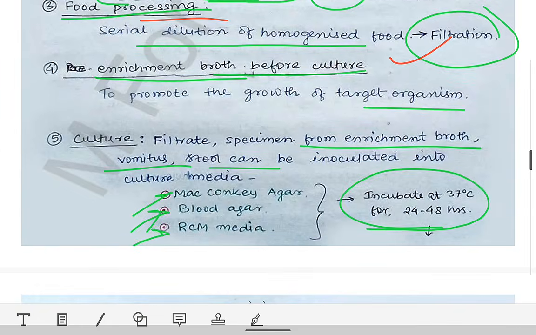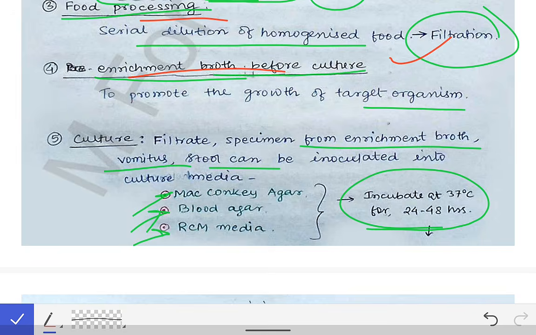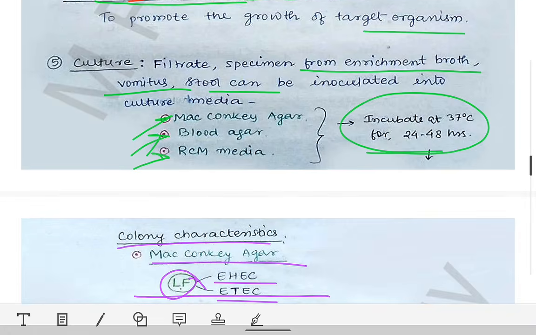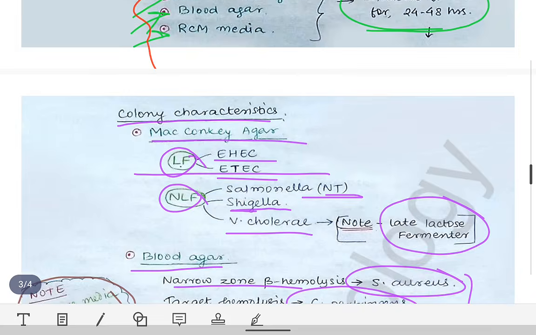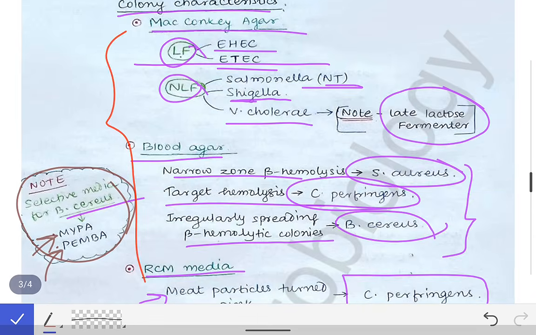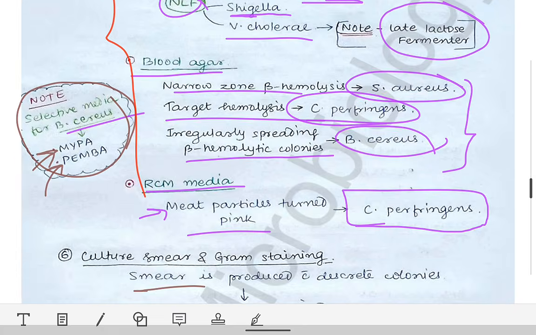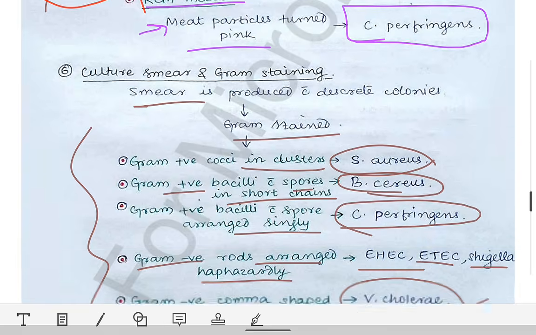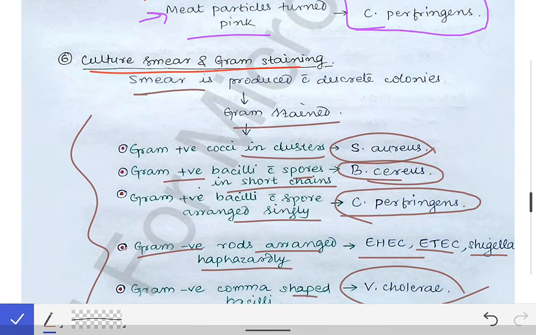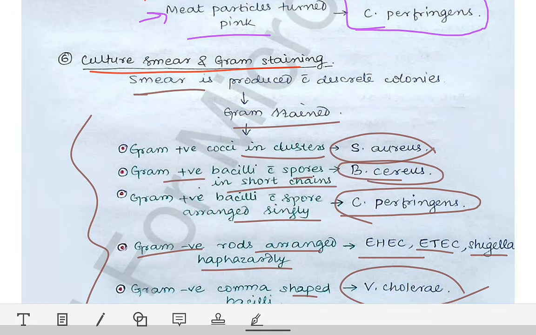After that, in case of stool samples, you have to use the enrichment broths to selectively grow the target organism. So enrichment growth is important. And after that you have to do the culture. For culture you have different types of media. And after culture, then you have to see the colony characteristics on different culture media. Plus you have to remember the selective media of Bacillus cereus. And also then you have to see the culture smear and the gram staining characteristics of the different bacteria, that will help you narrow down to a particular microorganism.